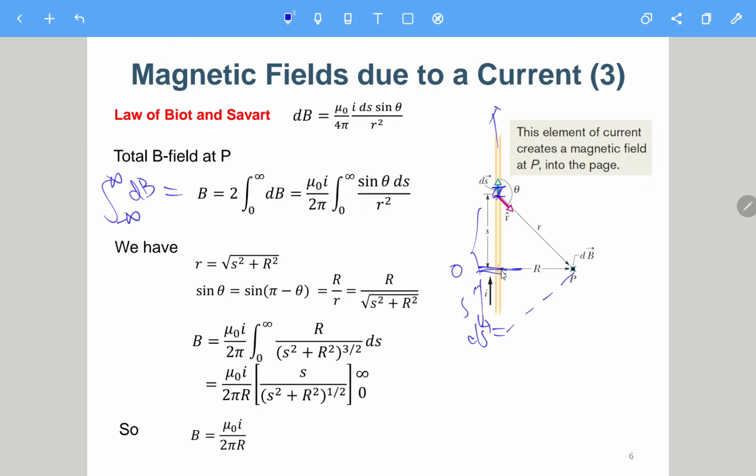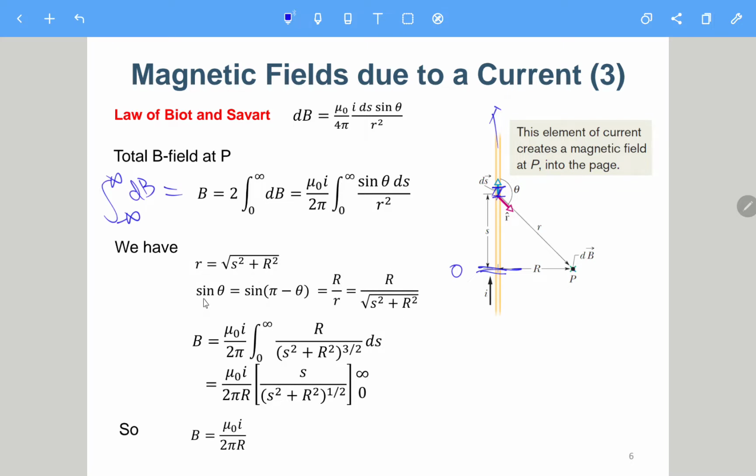You can see this is s. Maybe I can just remove this part so that you can see it more clearly. Like this. You can see here, this is s from 0 to this ds. This distance is s, and this capital R is a known value. This small r is not a known value, so we need to express r in terms of s and R, because s is related to this ds. So we have r equals the square root of s squared plus R squared, according to the Pythagorean theorem.